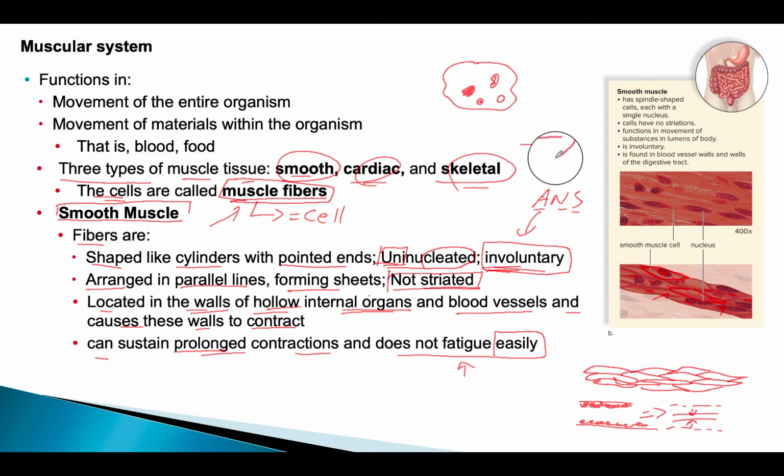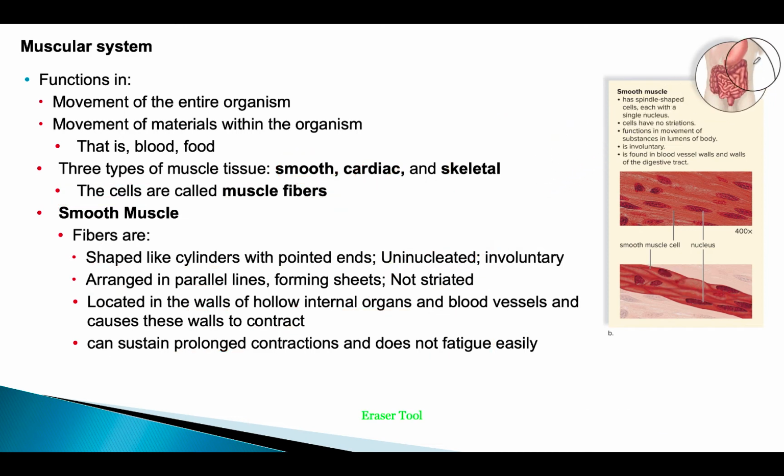So here is now the figure that I've been referencing with regards to the smooth muscle. Specifically, once again, smooth muscle is found in the hollow internal organs, like your intestines right over here, as an example. So take note, it is involuntary. It has no striations. So please keep this in mind, and we'll talk more about this one as we go on as well. Its function is in movement of substances in the lumens of the body. Once again, it is found in blood vessel walls and the walls of your digestive tract. All right, so that is the smooth muscle.